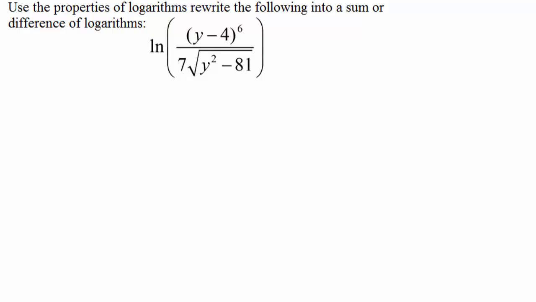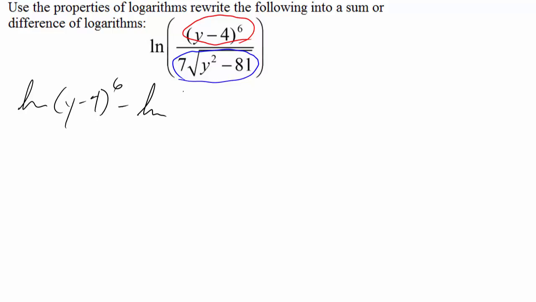So start off first by just looking at this and saying, okay, so we've got a division inside a log. So we've got this y minus 4 to the 6th up here in the numerator, and we've got the 7 times the square root of y squared minus 81 in the denominator. Those are both inside of a single log, so what we can do is rewrite that as a difference of 2 logarithms. So we'll take this as the natural log of y minus 4 raised to the 6th power minus the natural log of 7 times, now instead of the square root of y squared minus 81, I'm just going to write this as y squared minus 81 to the 1/2 power.